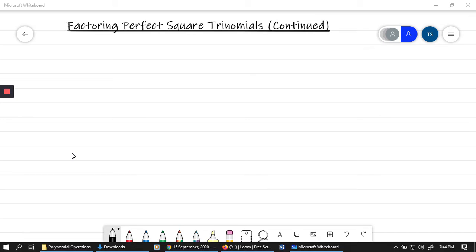In that last video we mainly went over some basic details, like what a perfect square trinomial actually is, how to determine whether or not an expression is a perfect square trinomial, and we looked at the basic formula for factoring perfect square trinomials. In this video we're going to look at a few examples and we'll go from there.